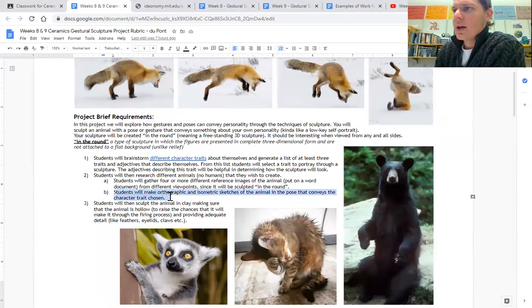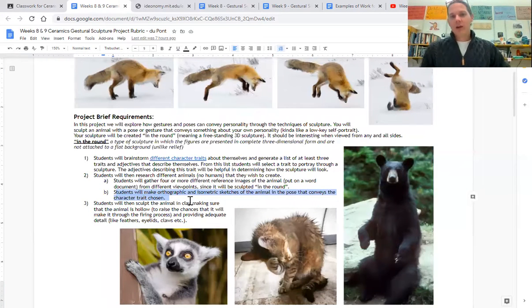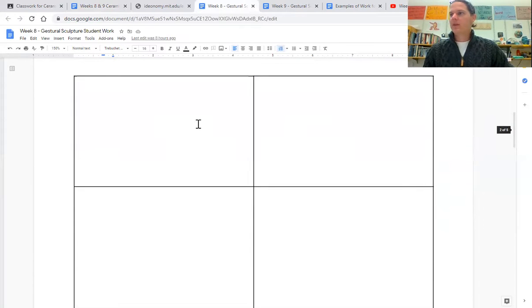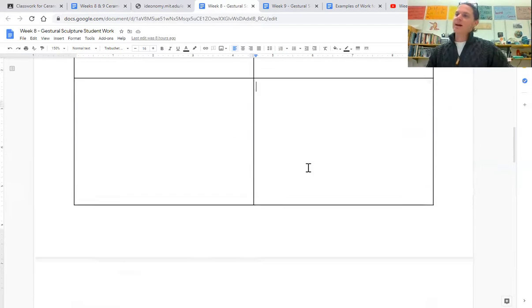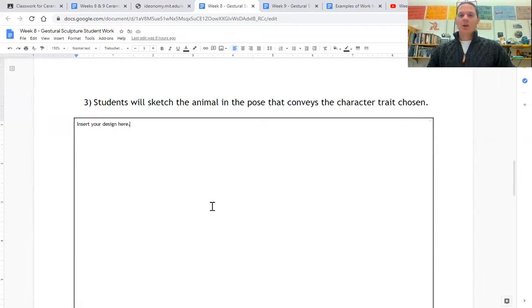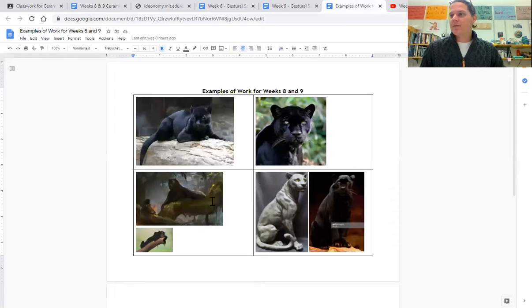Once you get that, so you have the traits, the images, and then you're going to design, you're going to take those two and combine them in your sketches. You're going to do orthographic and isometric sketches to have the plan of how to make the piece. So for week 8, your 4 reference images, 4 or more, go in these boxes, and then your sketches go here. So as an example, you might have images like this.